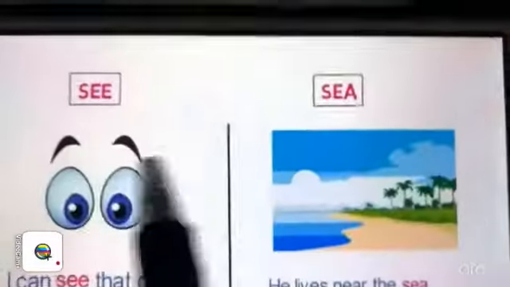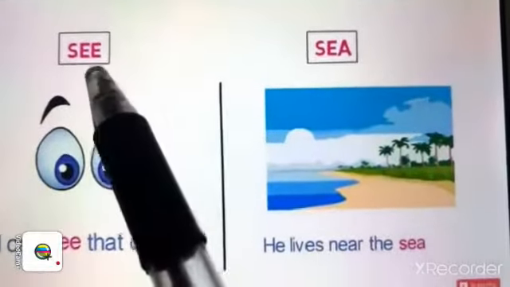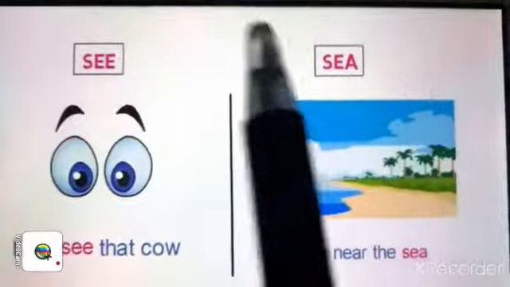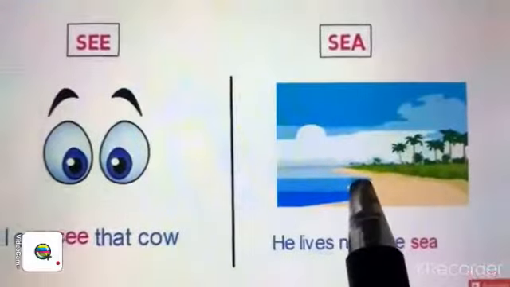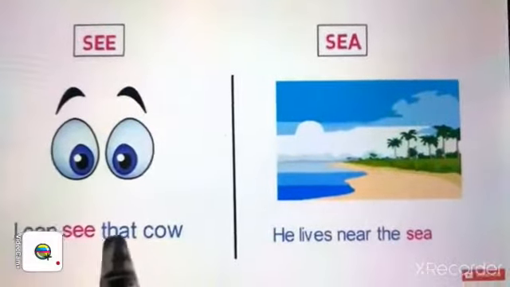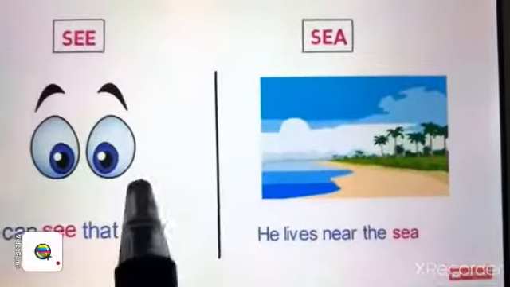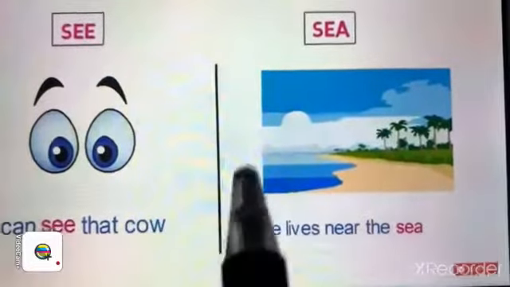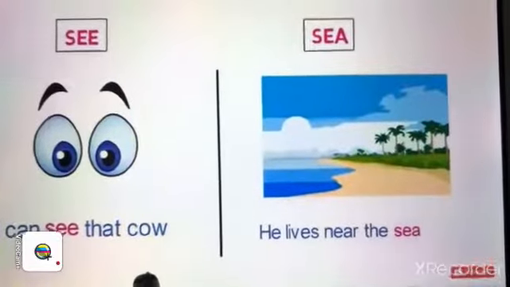Here we have another example of homophones. See and sea, two same sound words. See is to look at something, and sea is a sea of water. I can see that cow, and he lives near the sea. Same sound but the meanings are totally different. Homophones are words with the same sound but different meanings.